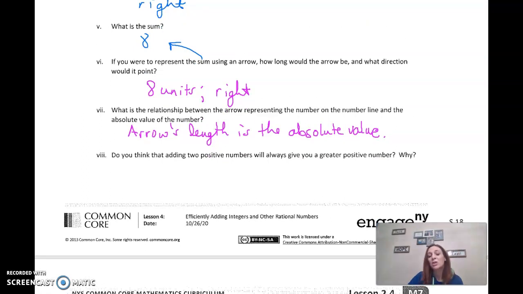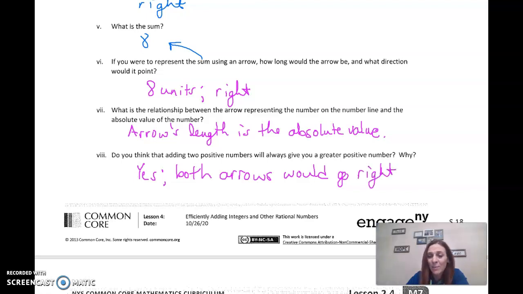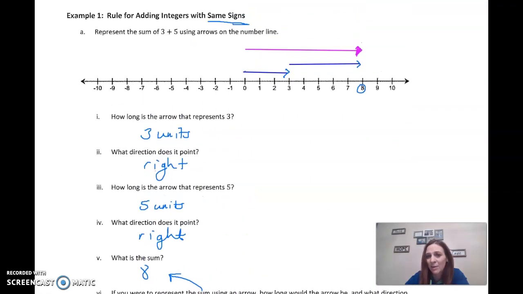Do you think that adding 2 positive numbers will always give you a greater positive number? Well, every time we add positive numbers, are we drawing arrows to the right? On a number line, yeah, I do. I think it's always going to give us greater positive numbers. Why? Because both arrows are going to the right. And if you think of the number line, if you keep drawing arrows to the right, you're going to keep getting bigger positive numbers.